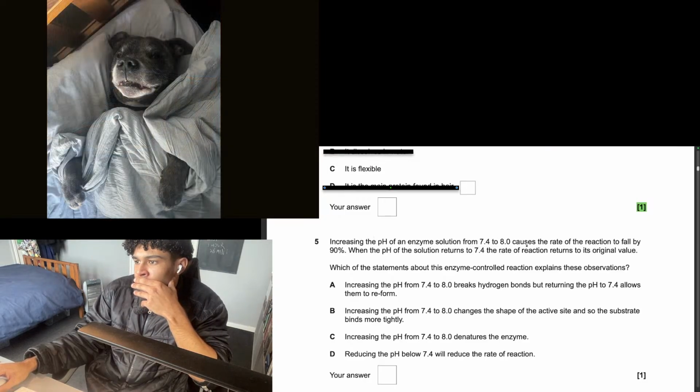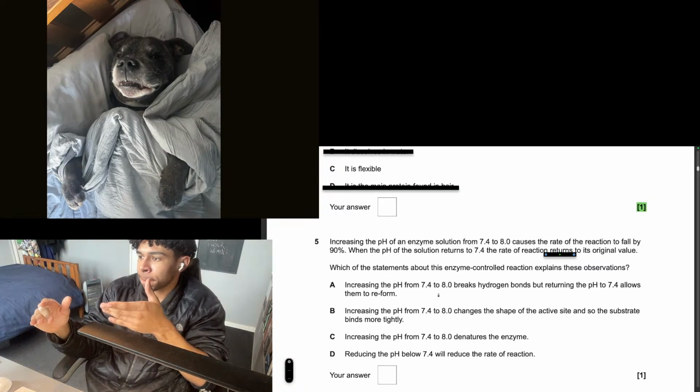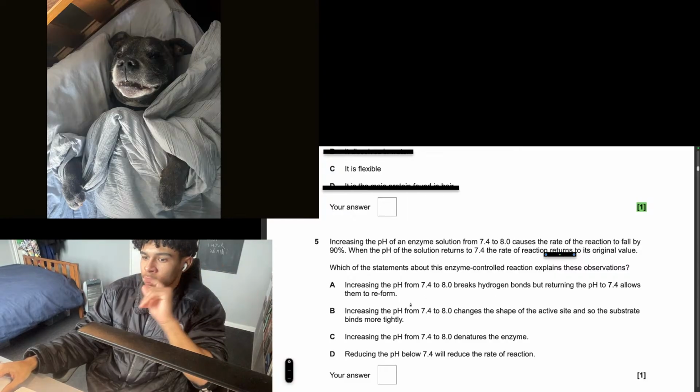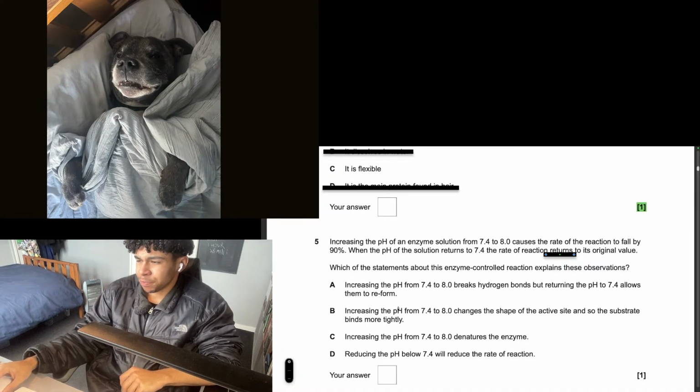An increase in pH denatures an enzyme and causes the rate of reaction to fall by 90%. The rate of reaction returns. Okay. That seems to make sense. Breaks hydrogen bonds, changes the active site, whereas returning allows them to reform. Yes, yes. Binds more tightly.